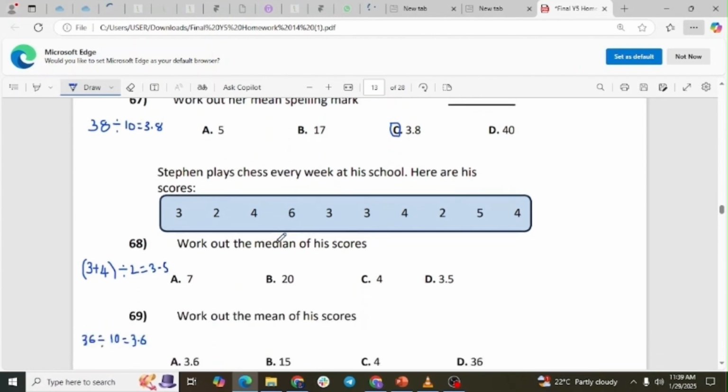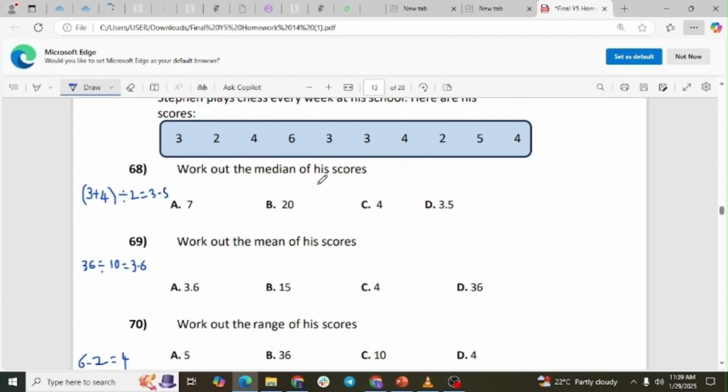Question 68. Work out the median of his scores. Correct answer D, 3.5. Explanation. The median is the middle value when the numbers are arranged in order. For Stephen's scores 2, 2, 3, 3, 3, 4, 4, 5, 5, 6, the two middle numbers are 3 and 4. Median equals 3 plus 4, divided by 2, equals 3.5.